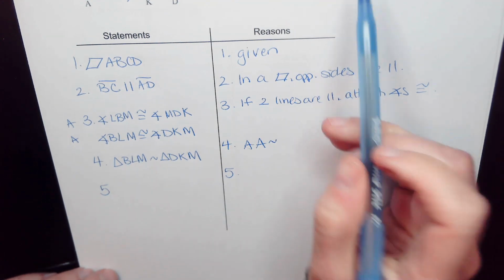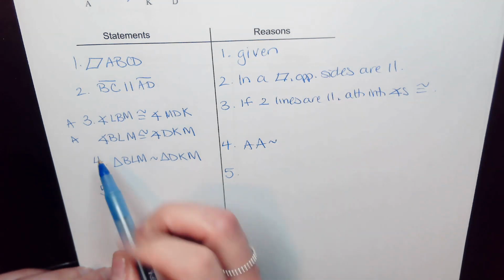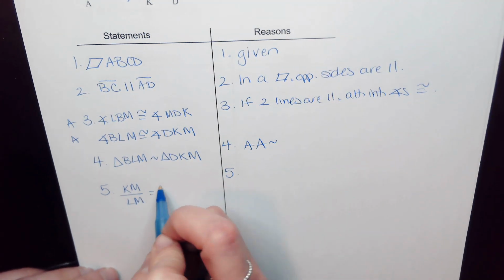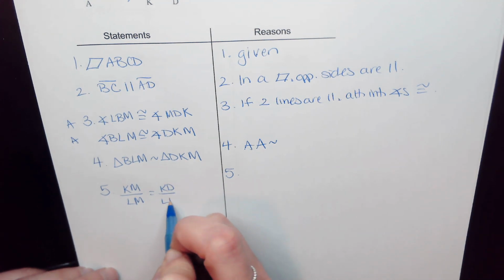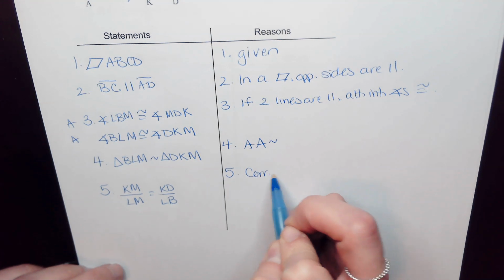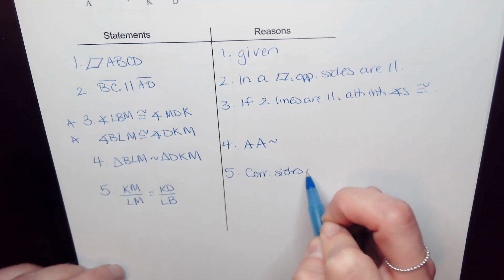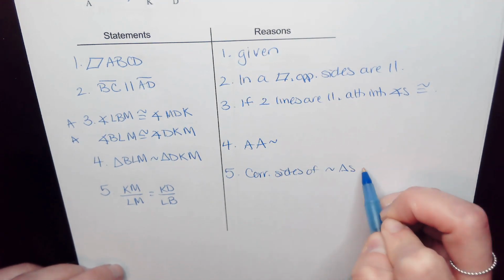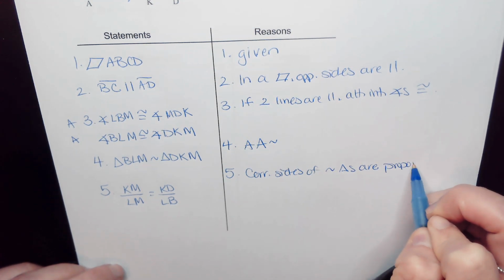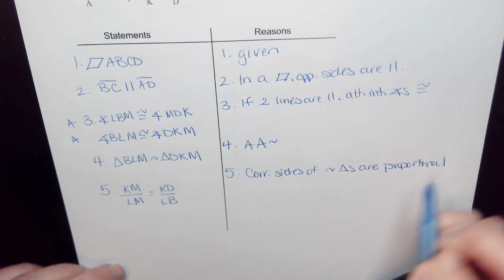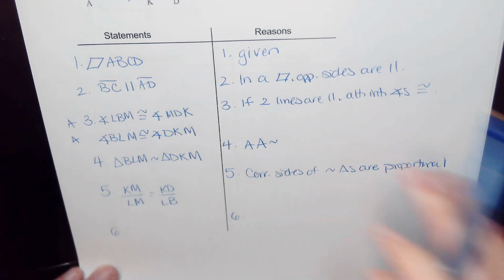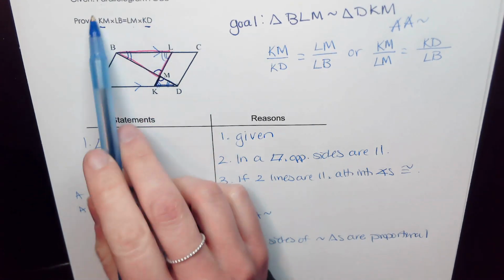And now I can work one of these, and I can choose whichever one I want. I'm going to do KM over LM equals KD over LB. And again, same reason as before, corresponding sides of similar triangles are in proportion, or are proportional. But that's not what we're trying to prove. We're trying to prove this statement here, this equation.